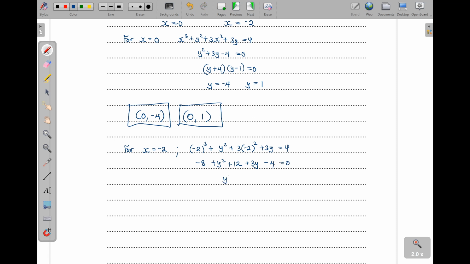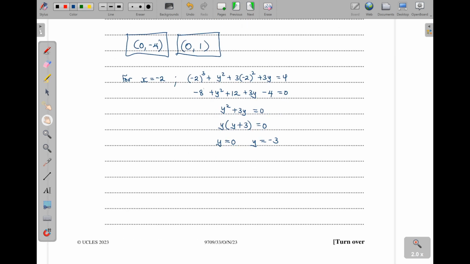So the quadratic here that comes out is y squared plus 3y. We have minus 8 plus 12, you get a positive 4. Then minus 4, that is a 0. So meaning we have only these two, which is equal to 0. Now y is common. Then we can have y plus 3, which is equal to 0. So when I equate this one to 0, that means y is equal to 0. And when I equate this one to 0, then y will be equal to negative 3.